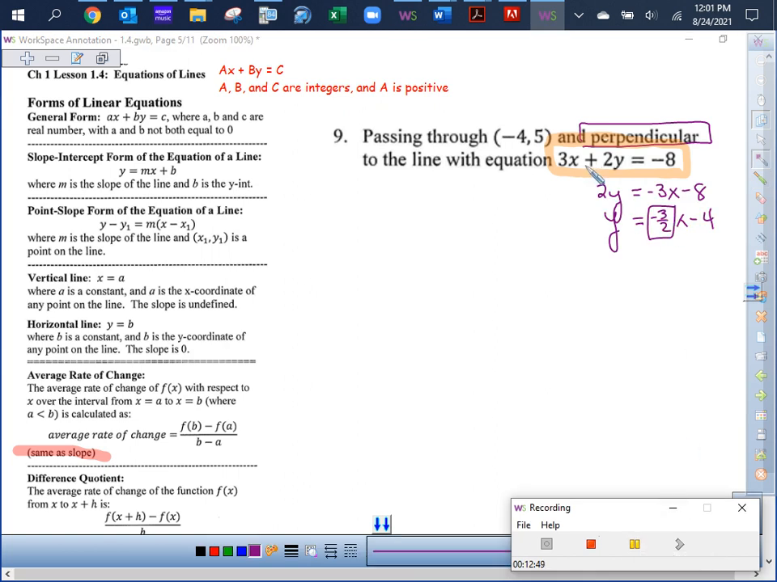So I have put this in slope-intercept form, and I got a slope of -3/2. Don't forget, don't get ahead of yourself. Do you want the same slope, or do you want the opposite reciprocal? You need the opposite reciprocal, right? So who is the opposite reciprocal of -3/2?